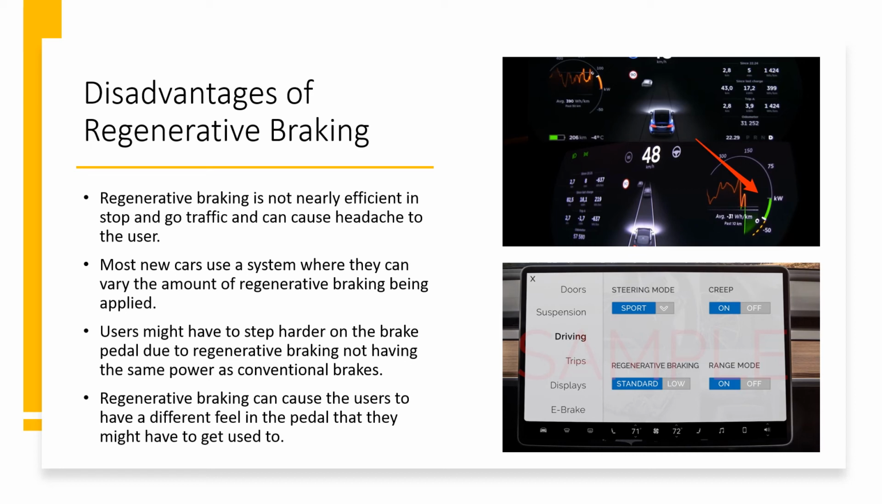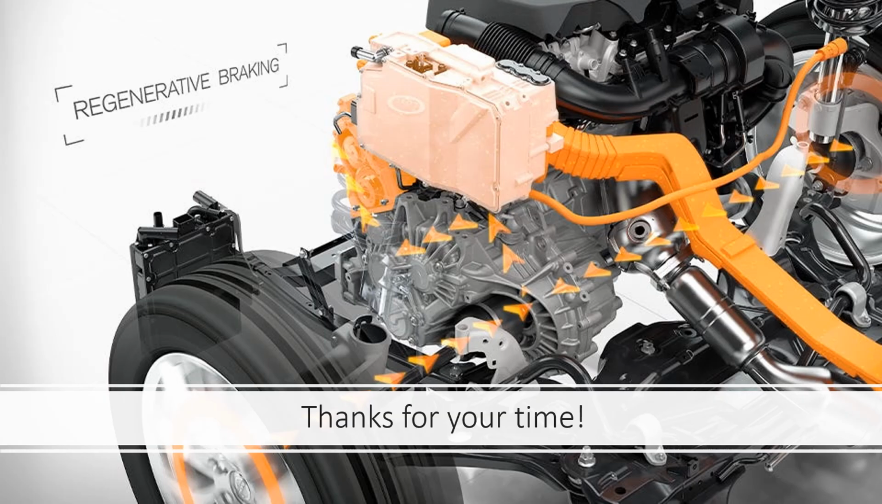Most newer cars have systems where you can set either lower or standard regenerative braking, as you see in the bottom right, and this can help with stop and go traffic. Since in stop and go traffic, you more or less want to keep coasting throughout the traffic and not stop so much when you let go of the gas pedal. That way you can get more use out of your car and energy versus wasting it stopping and going all the time.